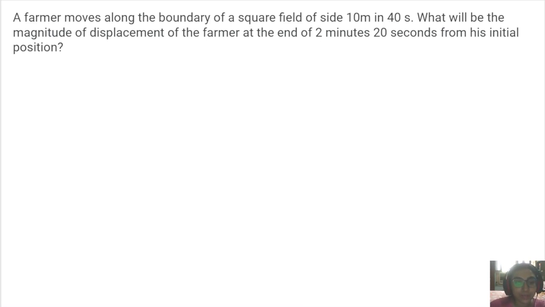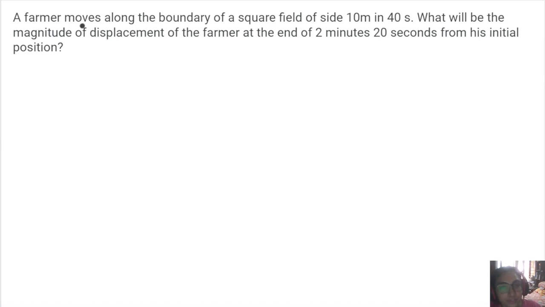So today we're going to be discussing the sums of the chapter Motion. Keeping in mind all the formulas that we learned, all the distance-time graphs and velocity-time graphs that we have covered so far, we are going to answer some of these questions.